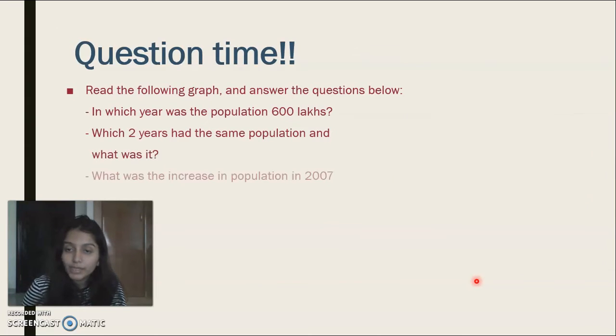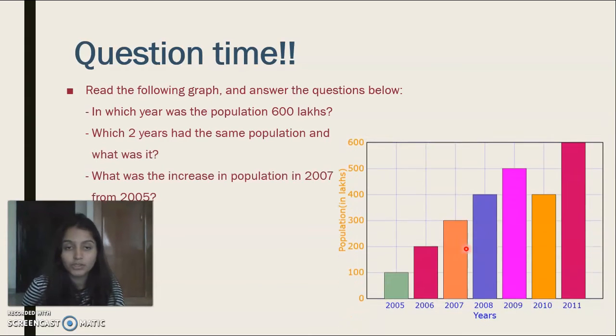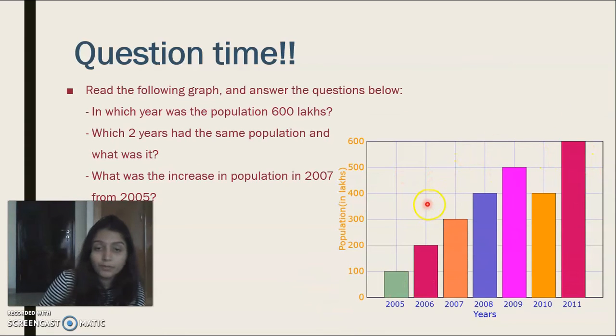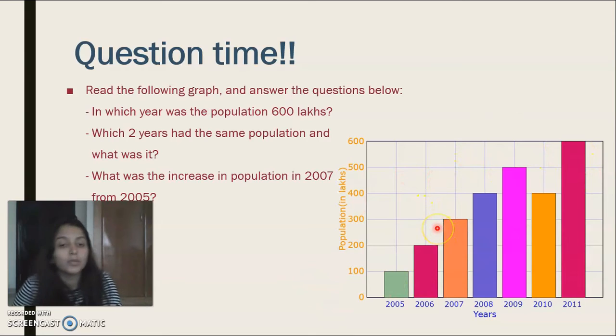Okay, so now we're going to read this graph and answer the questions over here. Now look at this graph. If you remember, I also mentioned that we will talk about bar graphs that track changes over a period of time a little later, right? So look at this graph over here.